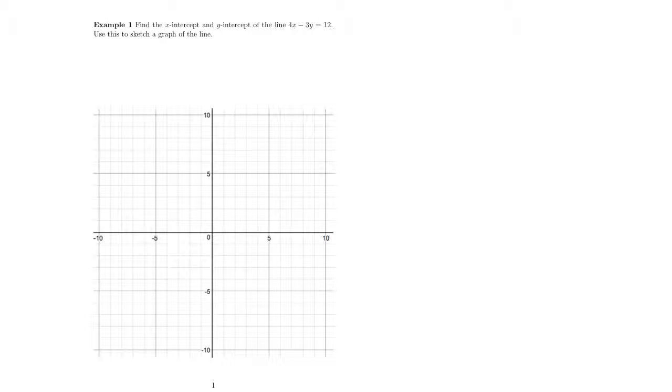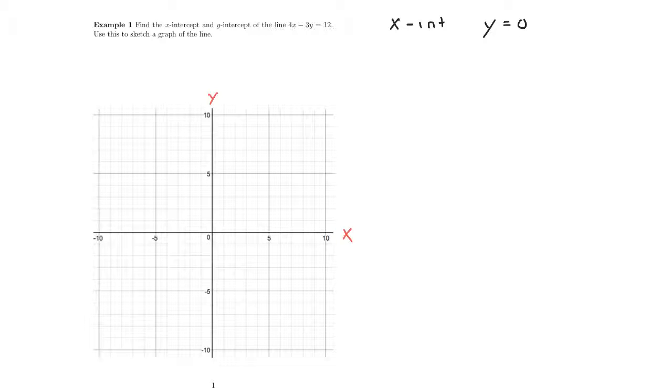For example 1, we want to graph the equation of the line by using the x-intercepts and the y-intercept. So let's see, this is my x-axis, here's my y-axis. To find, let's say, the x-intercept, it's not too hard to do for this particular linear equation. What we do is we let y equal 0, and then we solve for x.